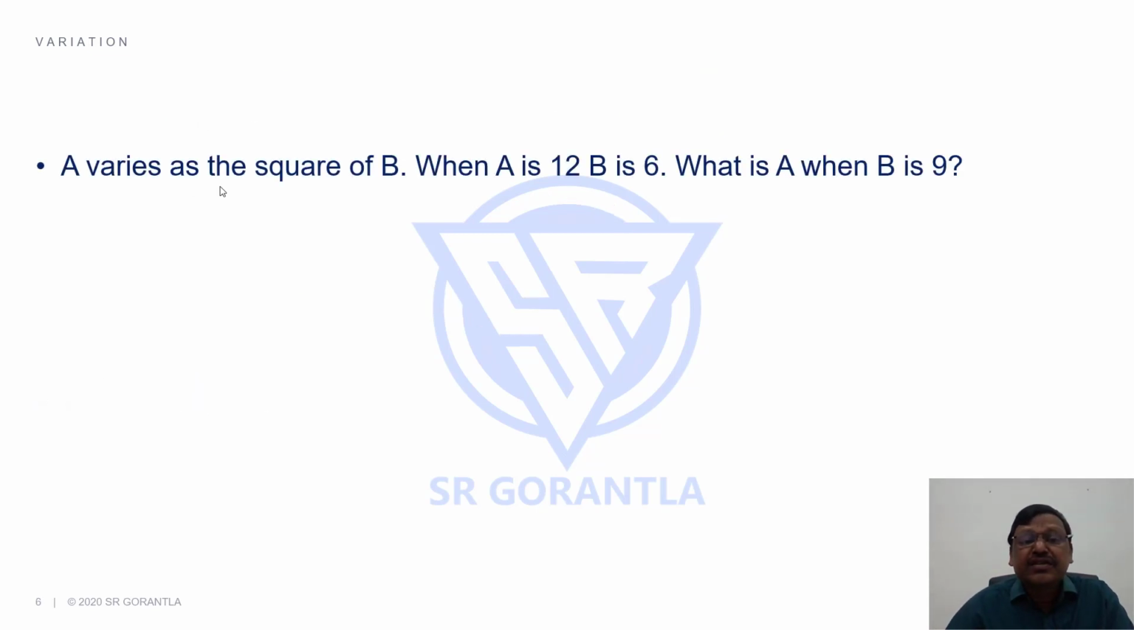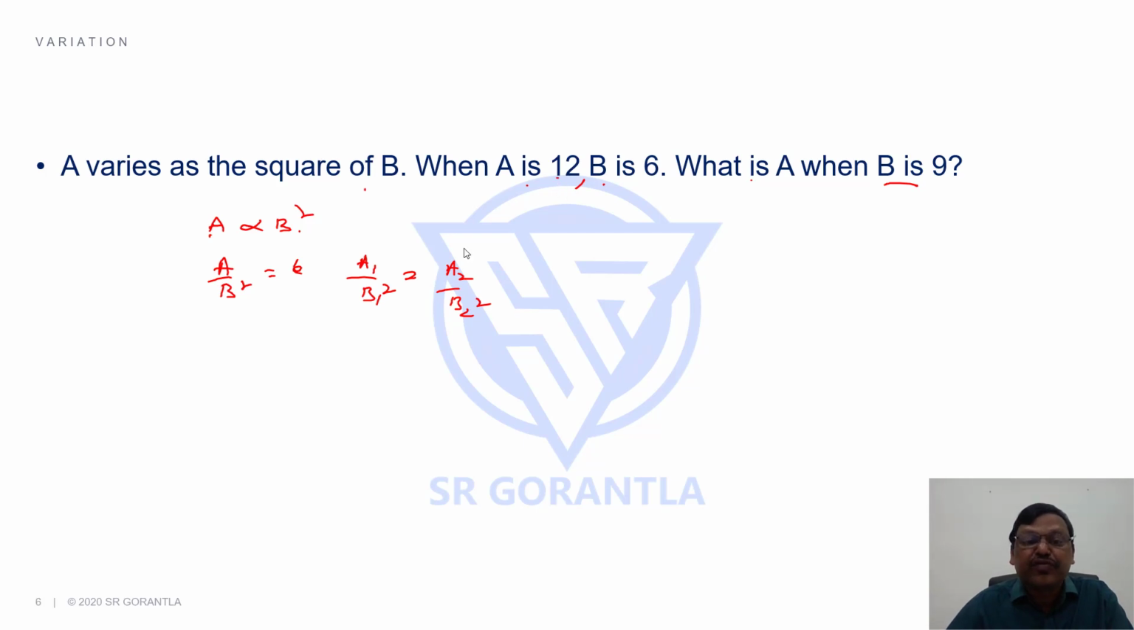First one, a varies as the square of b. When a is 12, b is 16. What is a when b is 9? A varies as the square of b. When I say as the square of b, unless I use the word inverse, it is assumed it's direct variation only. A varies as the square of b means a by b square is constant because it is direct variation. Or in other words, a1 by b1 square equals a2 by b2 square.